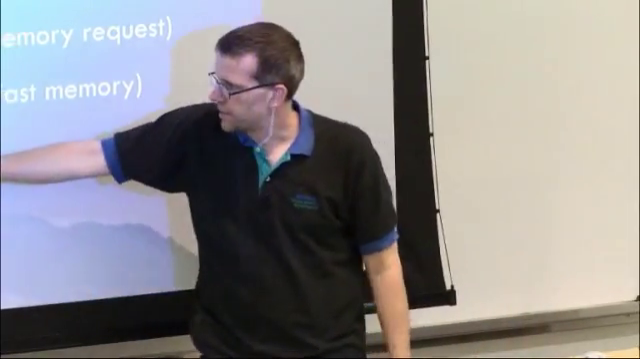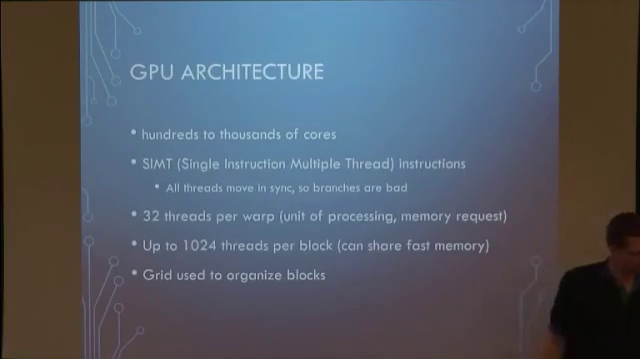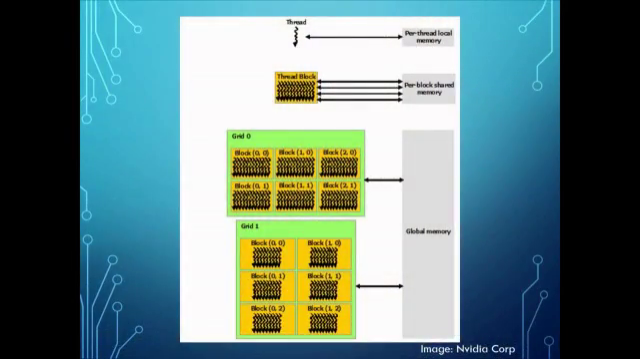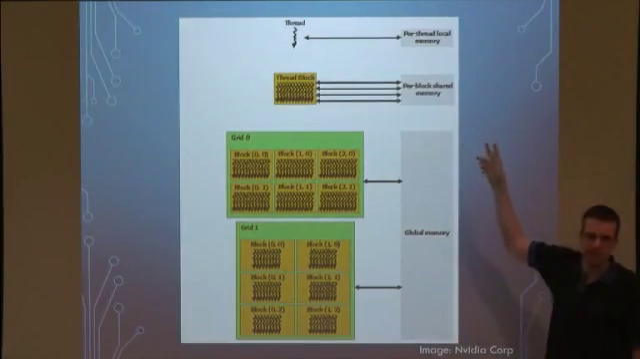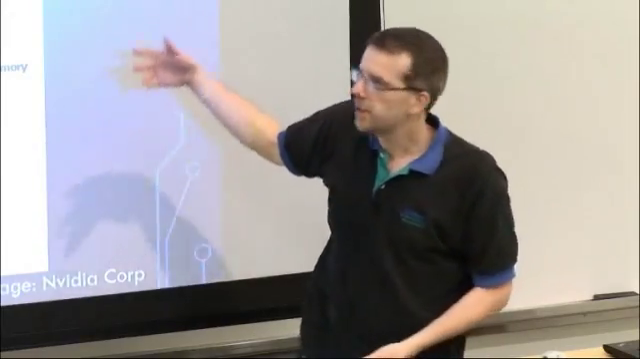And then they have another concept called grids, which is just a whole bunch of blocks. And it looks kind of like this. So each thread gets per thread local memory, which they call registers. They have like 64,000 of these things. So they have tons of registers, quote unquote.